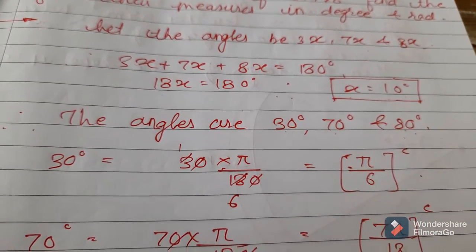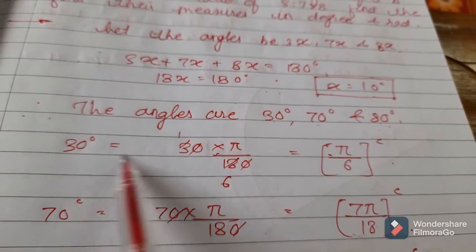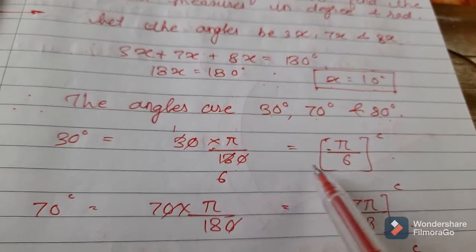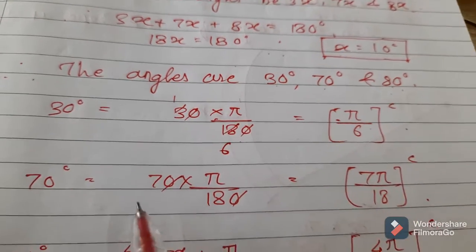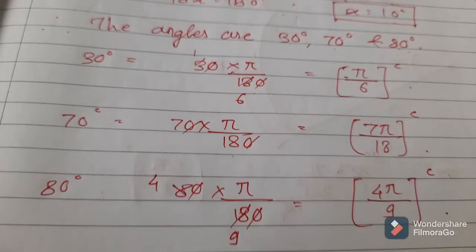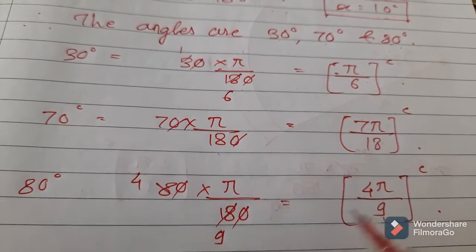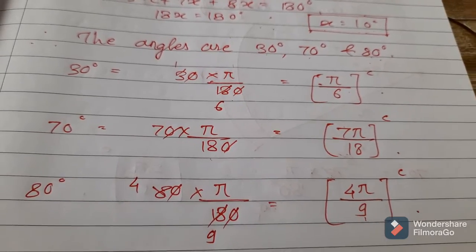Now let us convert them into radian measure, that is by multiplying by pi by 180. So 30 into pi by 180, we get the value of pi by 6 radians. Now 70 into pi by 180, we get the value of 7 pi by 18 radians, and 80 into pi by 180, we get the value of 4 pi by 9 radians. This was all up to the triangular measurements.